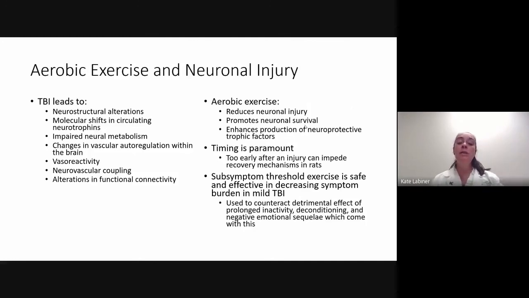And when you look at what a TBI can lead to, when we're talking about the neurostructural alterations, metabolic shifts, impaired metabolism, vascular autoregulation changes, and all these different things, what we know is that exercise and cognitive use can actually help all of that long term.